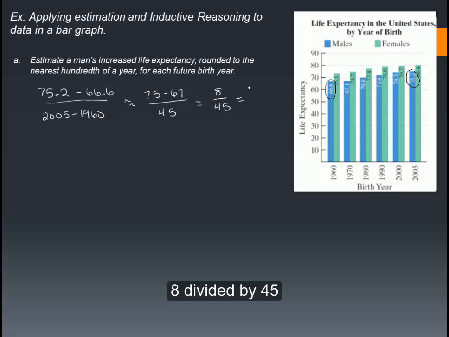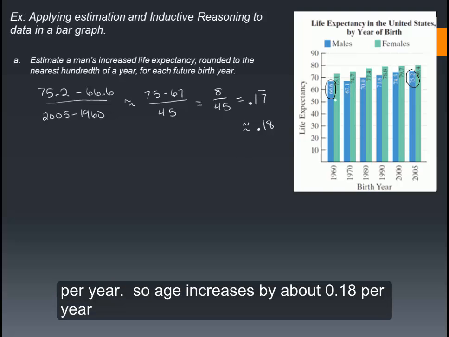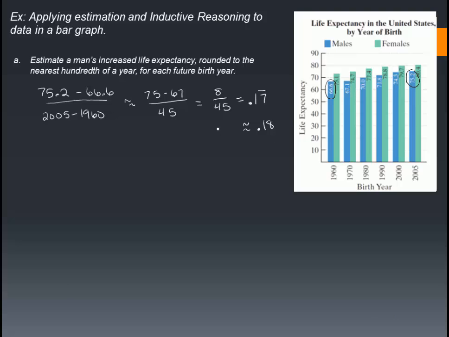8 divided by 45 is 0.17 repeating, so it's approximately 0.18 per year. So life expectancy increases by about 0.18 per year.